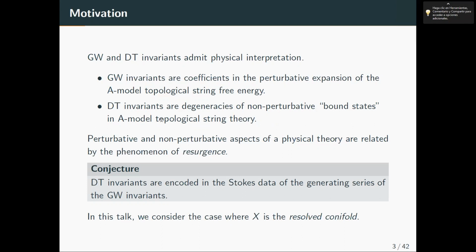Yeah, no, I understand this, but I still don't understand. So a priori, DT invariants are going to count stable objects in the Fukaya category. Is that a true statement or not a true statement? There are two versions of Donaldson-Thomas theory. There's the A model Donaldson-Thomas theory and the B model Donaldson-Thomas theory. I guess I'm talking about the A model one because you're talking about the A model. Right.